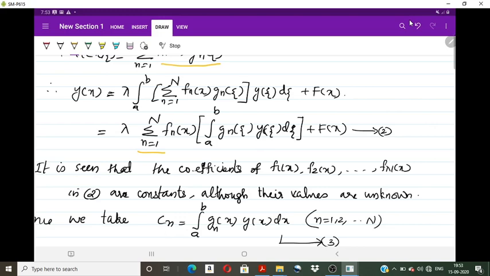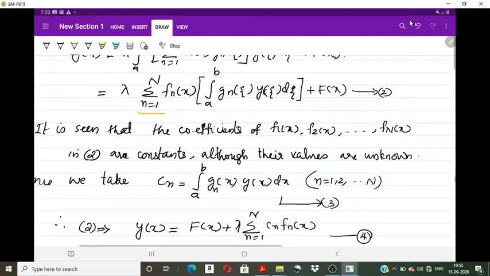So we take cn as integral a to b gn of x into y of x dx. Since theta is the dummy variable, we can use any variable inside the definite integral, so if we take it as x, we have cn equal to integral a to b gn of x into y of x dx. That is, c1 is integral a to b g1 of x y of x dx, c2 is integral a to b g2 of x y of x dx, etc., and capital N cn is integral a to b gN of x y of x dx. So we will get N constants.